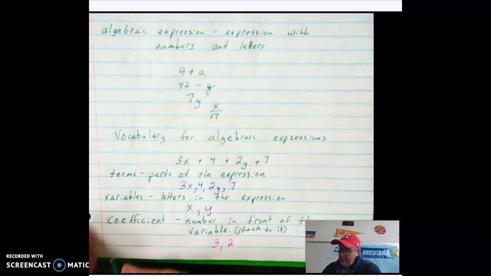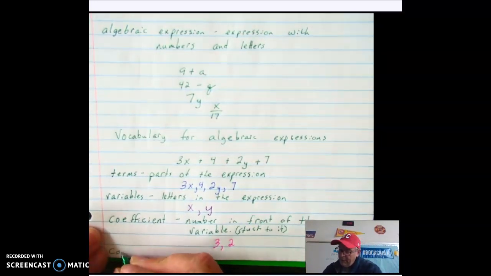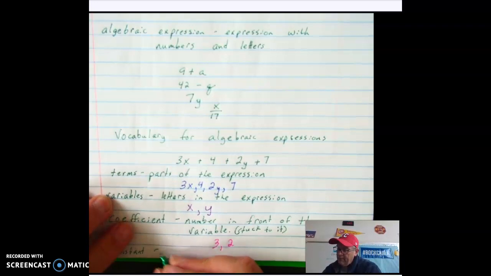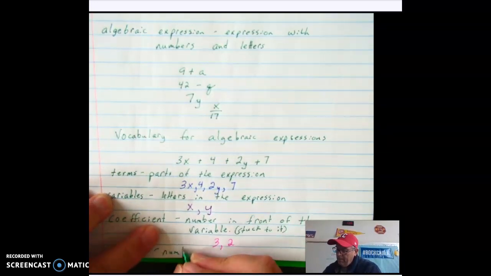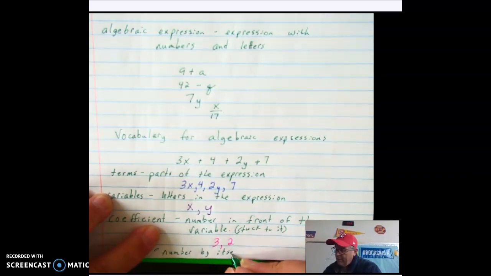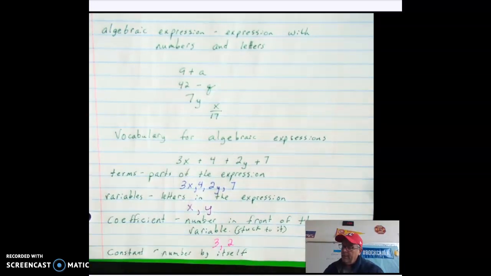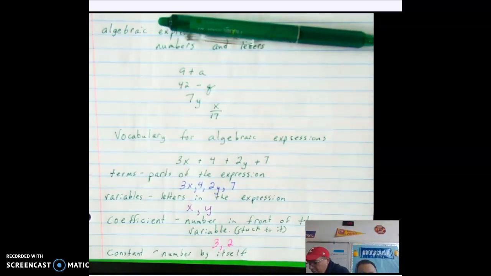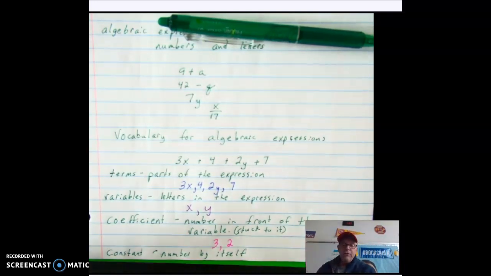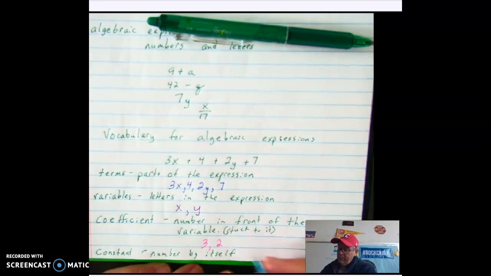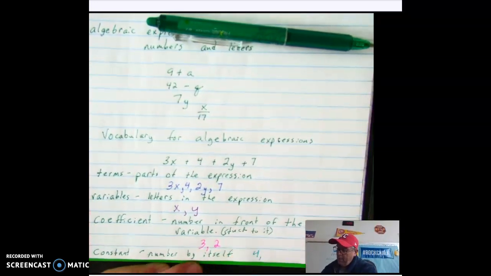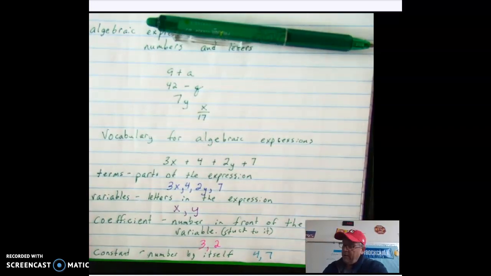I'm getting a little crowded. I'm going to use my last one. The last one is what we call a constant. And a constant is a number by itself. So the number is not attached to a variable. It's kind of all alone in the problem. So if you look at this expression, I have two constants. So my two constants in this is I have a 4 all by itself, and I have a 7. So those are my parts of the expression.